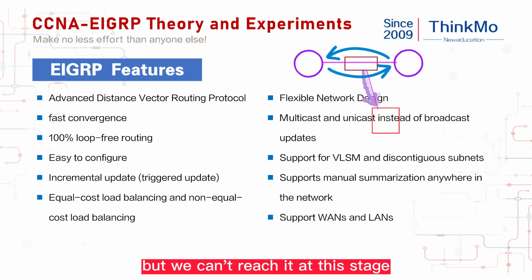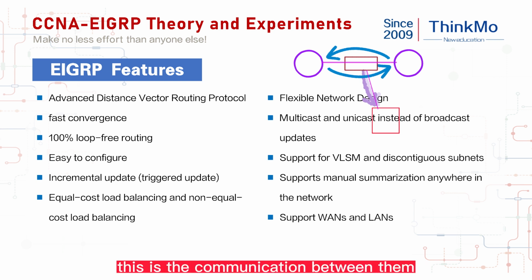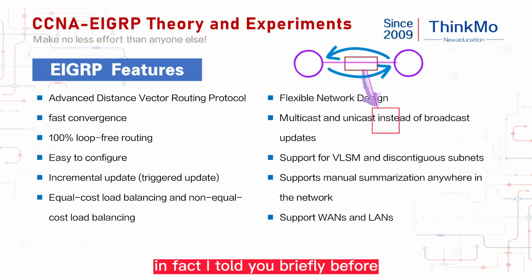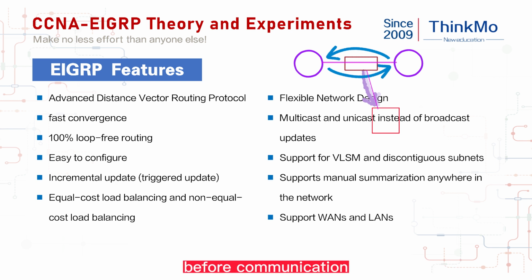But we can't reach it at this stage. Of course, OSPF still uses multicast, the same as EIGRP. This is the communication between them. How to understand this multicast? In fact, I told you briefly before. Multicast is when these devices can be added to the group before communication.